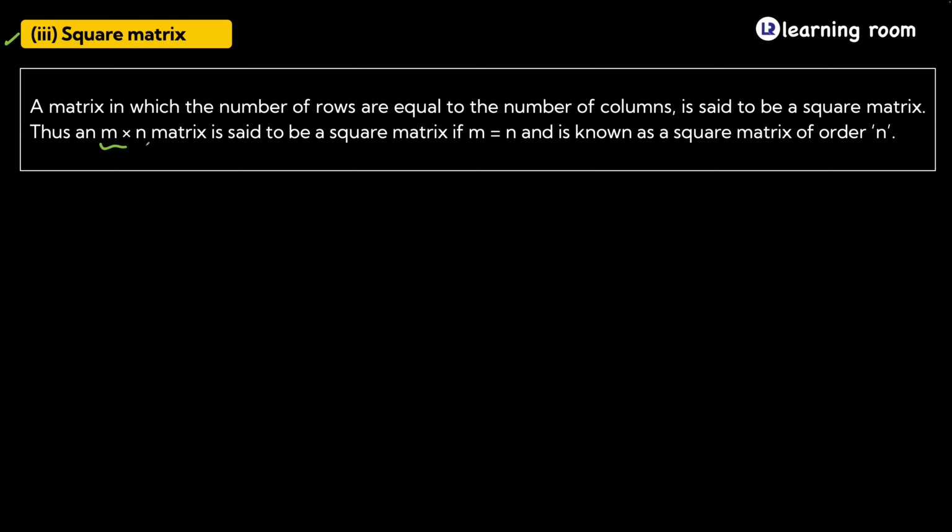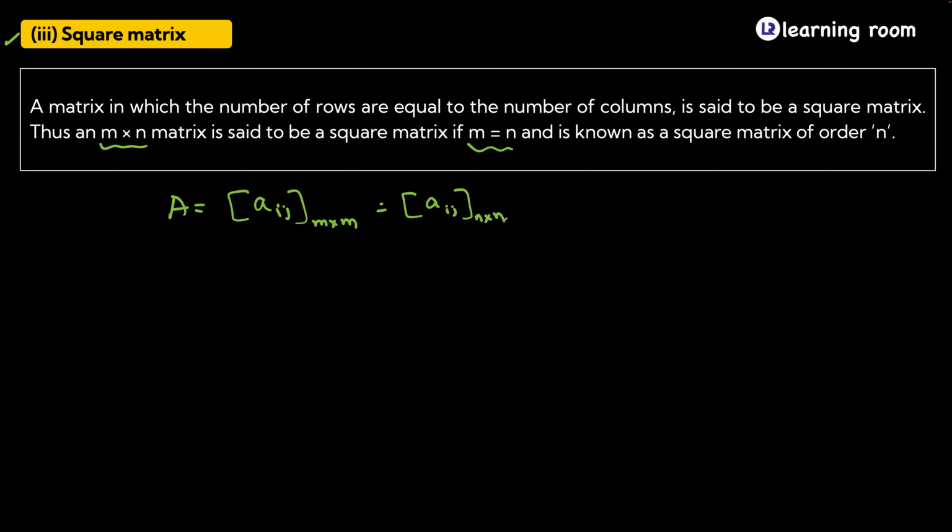So if there is an m cross n matrix, then it is said to be a square matrix when m is equal to n. Generally, we don't write it as m cross n. We represent it as a square matrix of order n. So if A is equal to Aij, you can write its order as m cross m, or as Aij n cross n. So it is said that A is a square matrix of order n. Is that point clear?